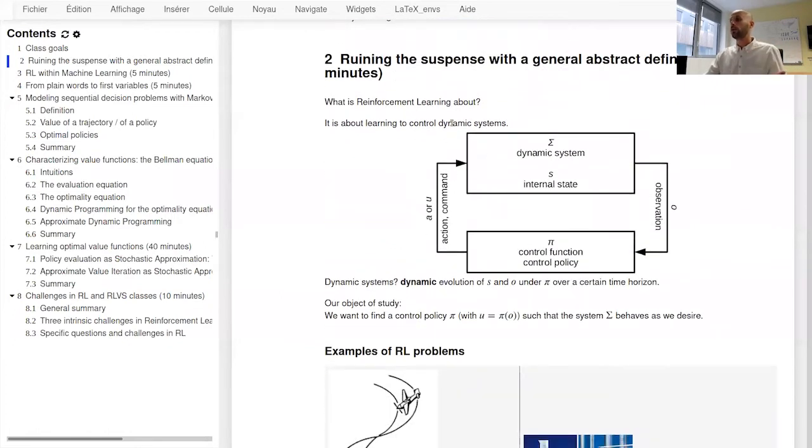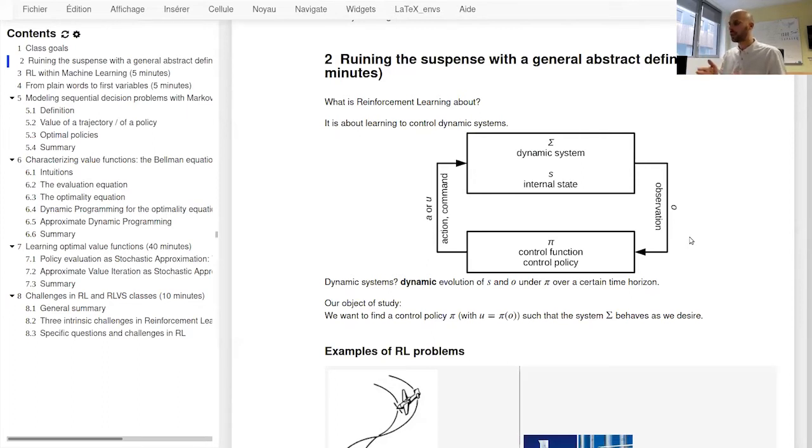So as I promised, I'm going to start by ruining the suspense with a general abstract definition. The question we want to answer is, what is reinforcement learning about? And a straightforward answer is, it is about learning to control dynamic systems, just as exemplified in this quite abstract drawing, where a system which is described at a certain time step by its internal state will change over the course of time over different time steps.